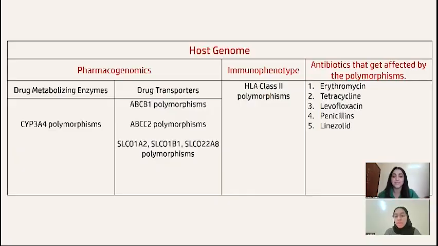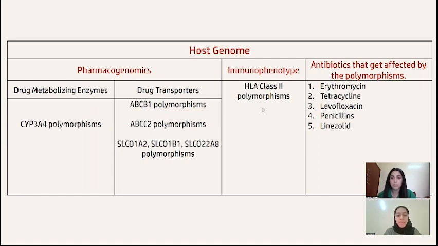We will propose a personalized prognostic tool that predicts the severity of infection and helps us in choosing the best antibiotic. When it comes to the host genome, the polymorphisms in genes responsible for drug metabolizing enzymes and drug transporters need to be identified. For example, as we can see here, for the drug metabolizing enzymes, we have the CYP3A4 polymorphisms, and for the drug transporters, we have the ABCB1, ABCC2, and solute carrier polymorphisms. In addition to that, polymorphisms in the immune system, specifically in the human leukocyte antigen system, need to be identified.